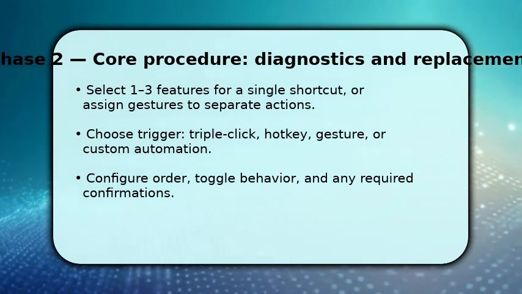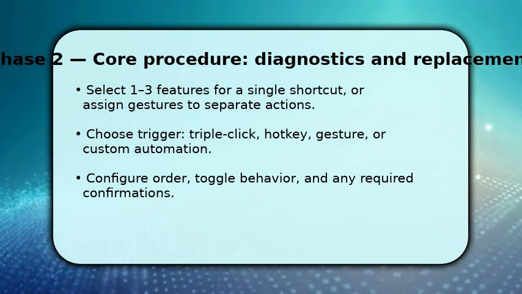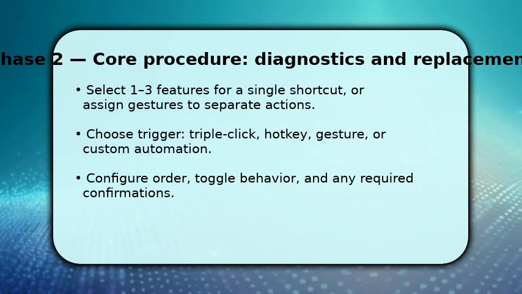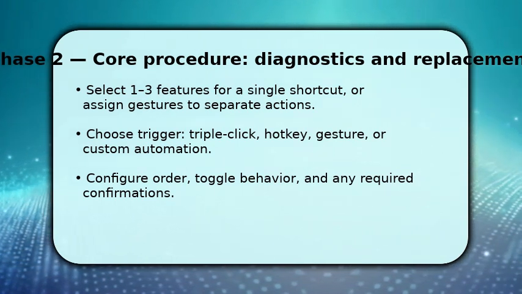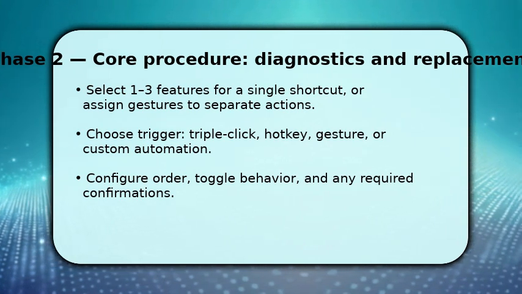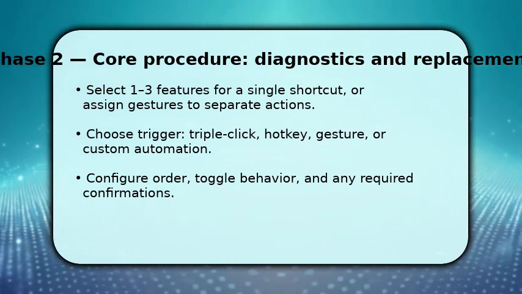Triple-click the side or home button, a keyboard hotkey, shortcut widget, or an automation rule. Then arrange the order and set toggle versus activate-only behavior. Make sure confirmations are set if accidental activation would disrupt use, and save the shortcut.